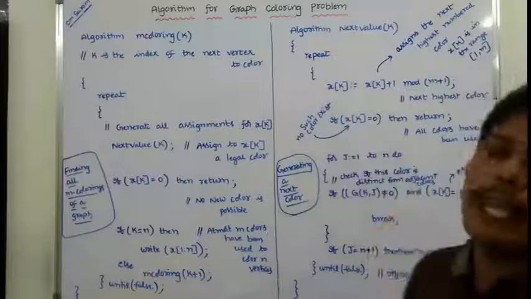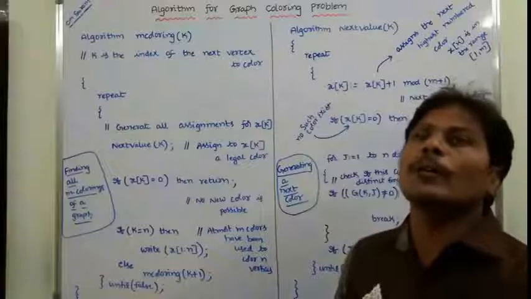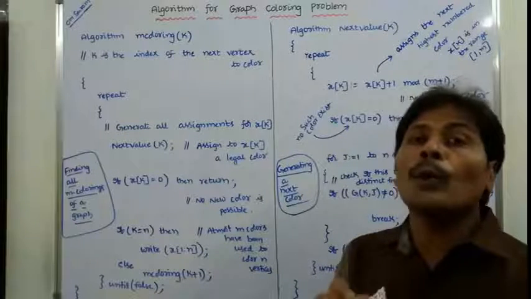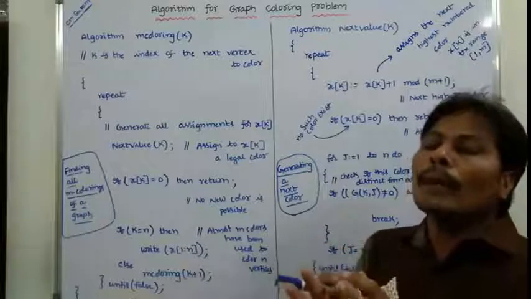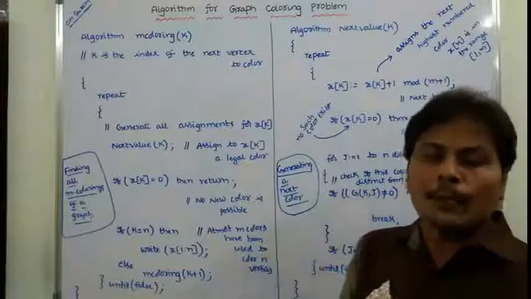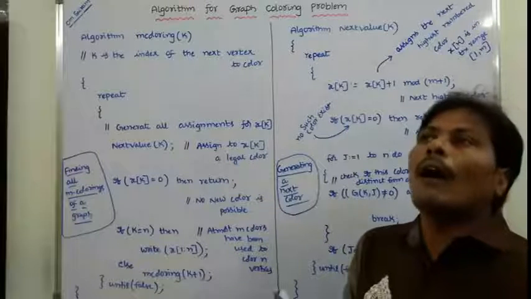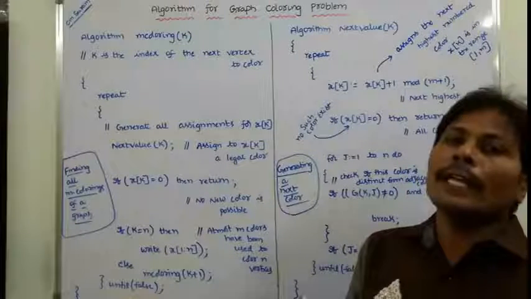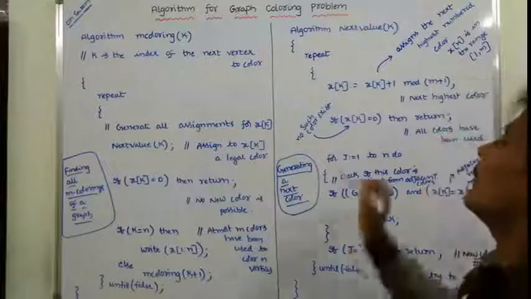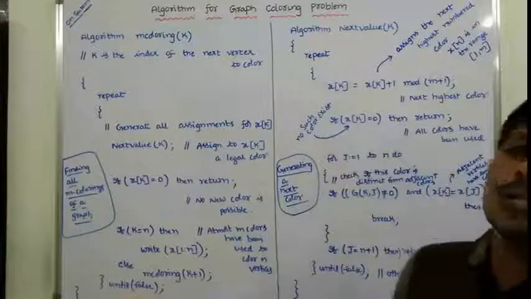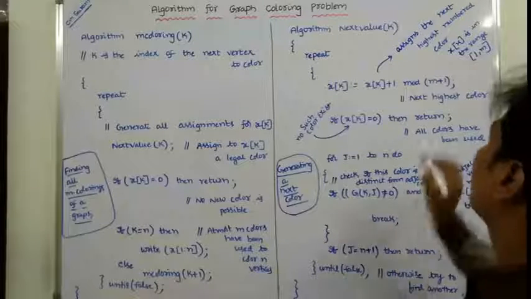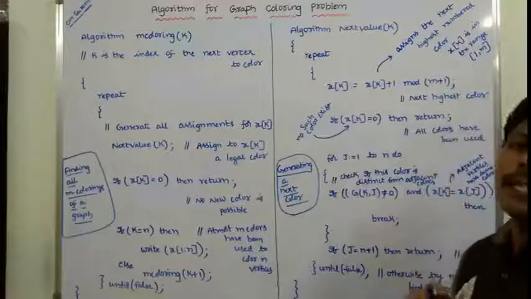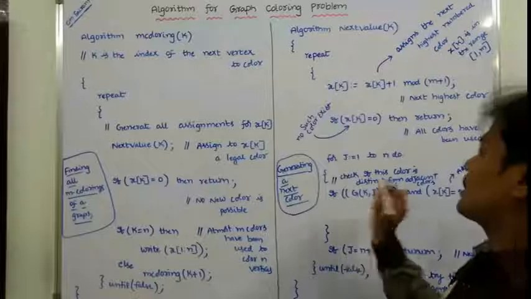If x of k is equal to 0, so there are no new colors found, because m number of colors are already used to color n vertices of the given graph. So if x of k is equal to 0, no such color exists. Then return nothing. Next one.